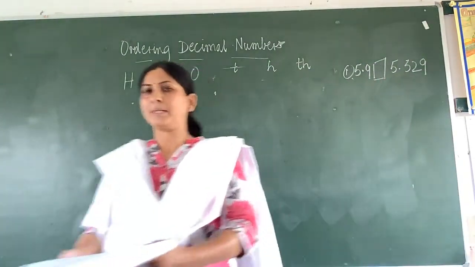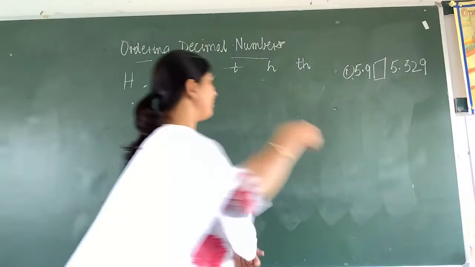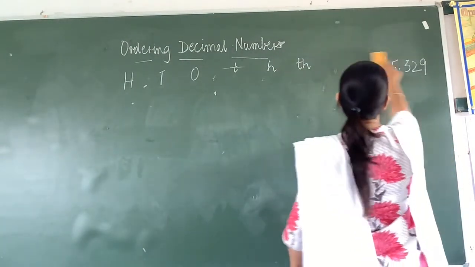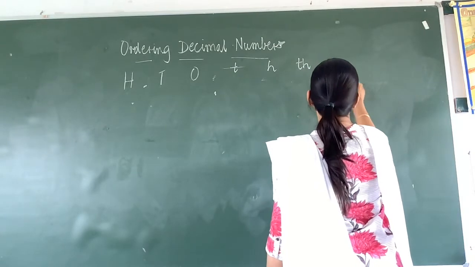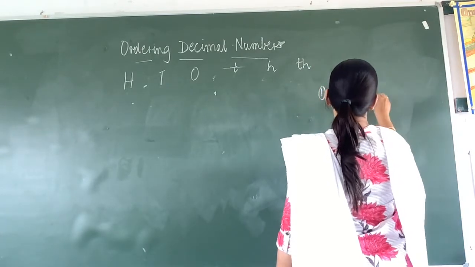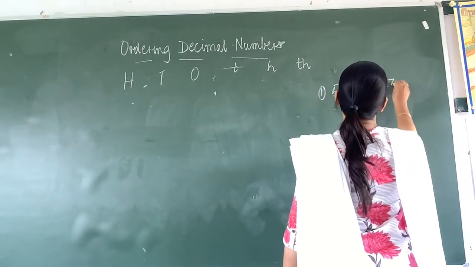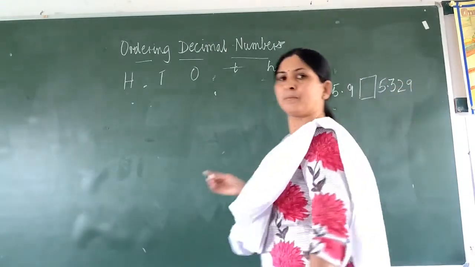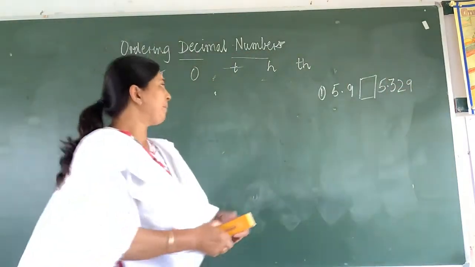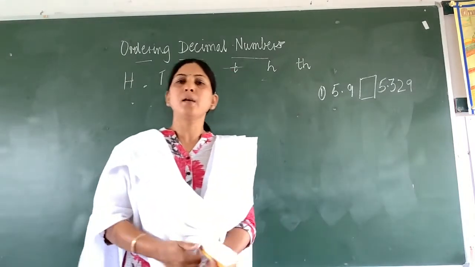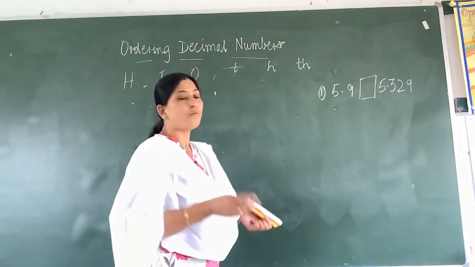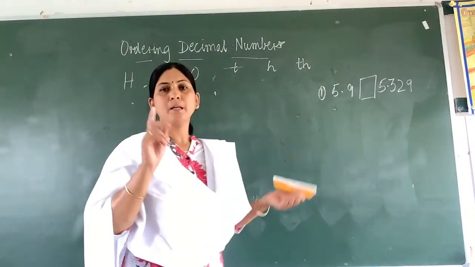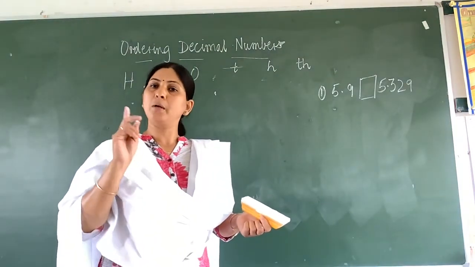5.329. One second, you cannot see the board. I will have to write it slightly on this side. First sum is 5.9 and 5.329. Now, we have to compare these two numbers and see which is the bigger decimal number. So what is the first step to compare them? We will first change them into like decimals.